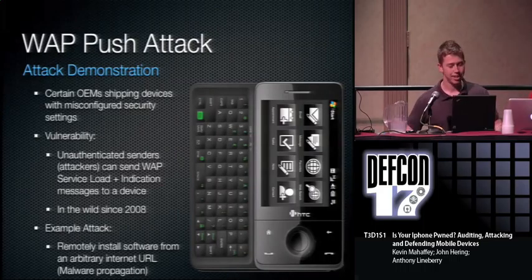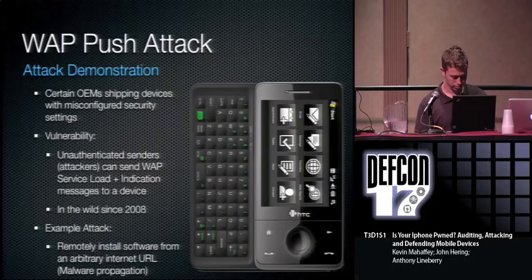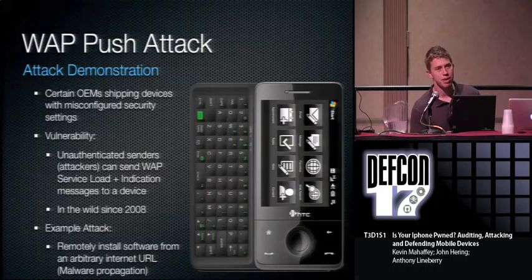Just to be clear, this isn't necessarily a Microsoft issue, it's an OEM issue. The security policies are misconfigured by the OEMs. They're actually good when Microsoft ships them, and for some reason the OEMs misconfigure them. We haven't figured out why that's happening. Also, a heads up that the carriers are absolutely monitoring their networks pretty closely, and this traffic stands out from the rest, so it's very easy for them to tell who's sending this type of traffic, so be aware of that. The devices that are vulnerable are Windows Mobile devices from a variety of manufacturers: HTC, Pantech, Samsung, Motorola, et cetera.